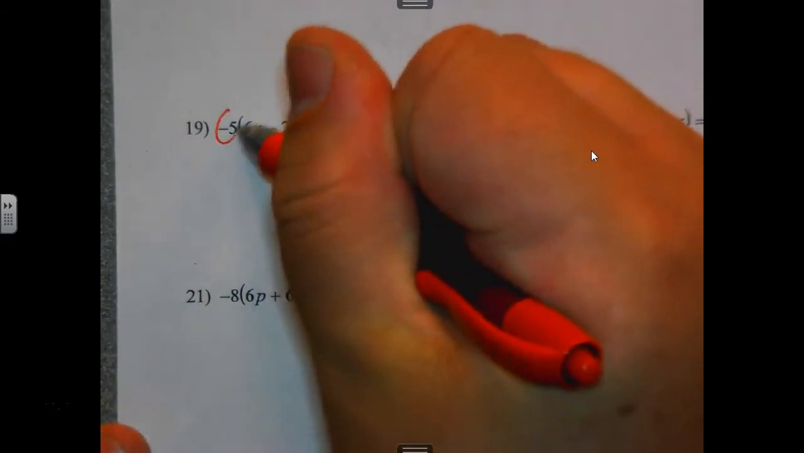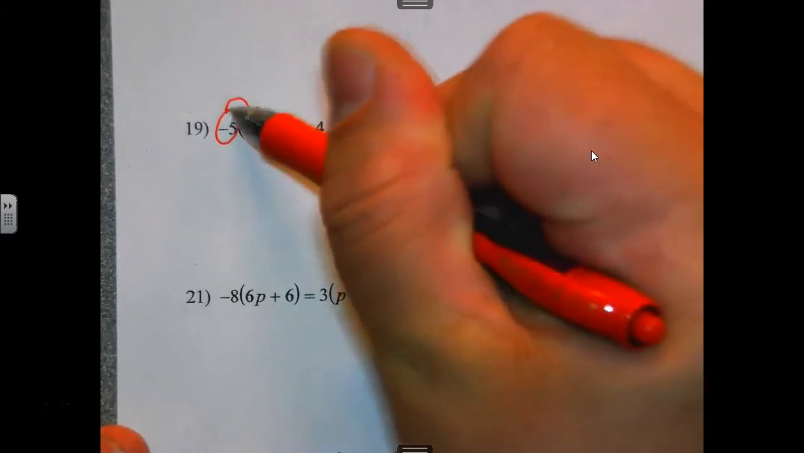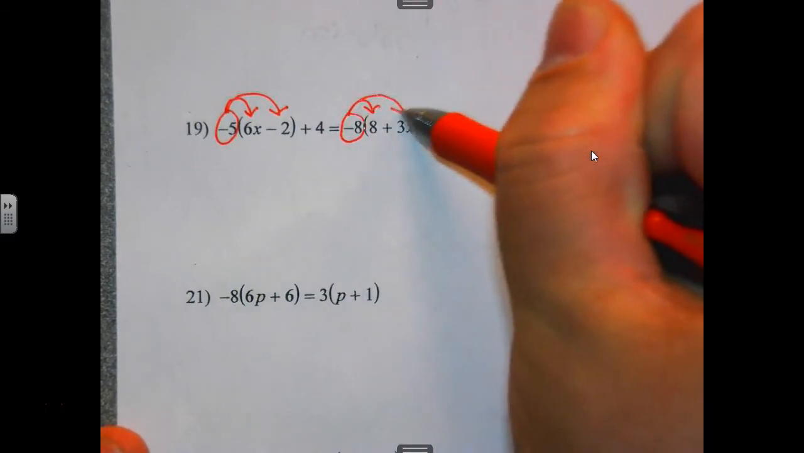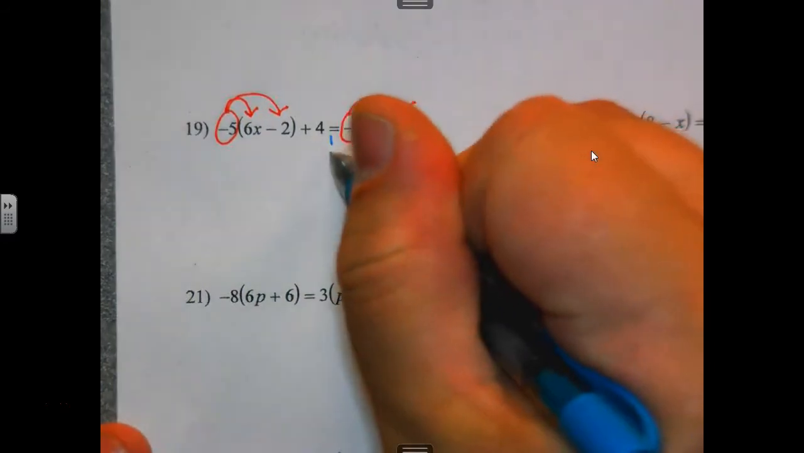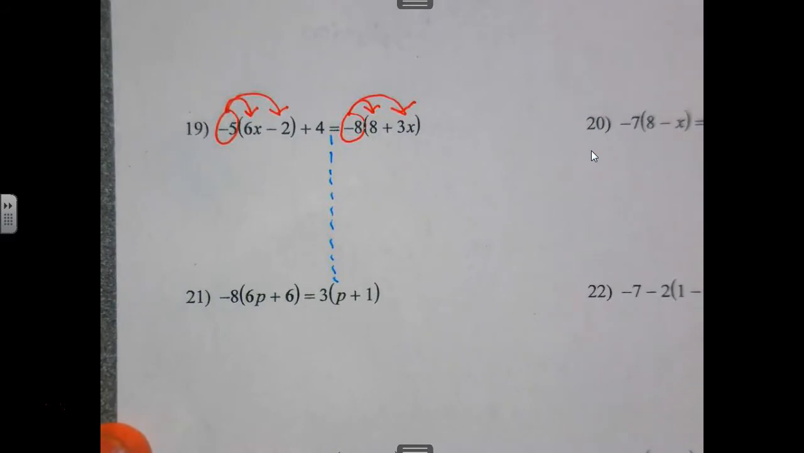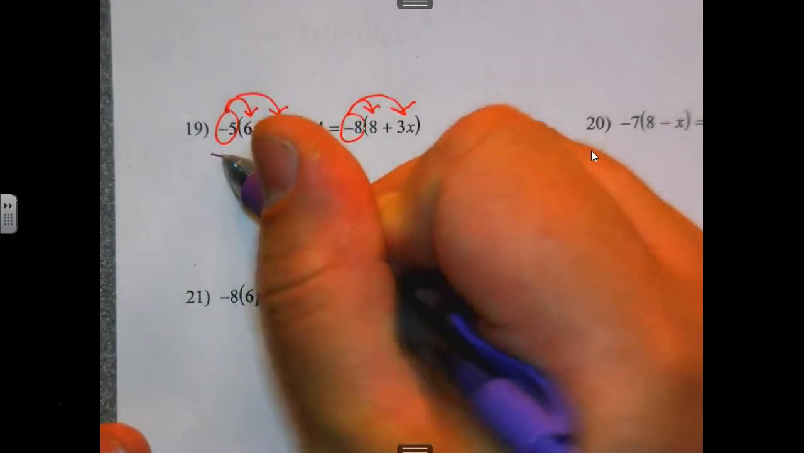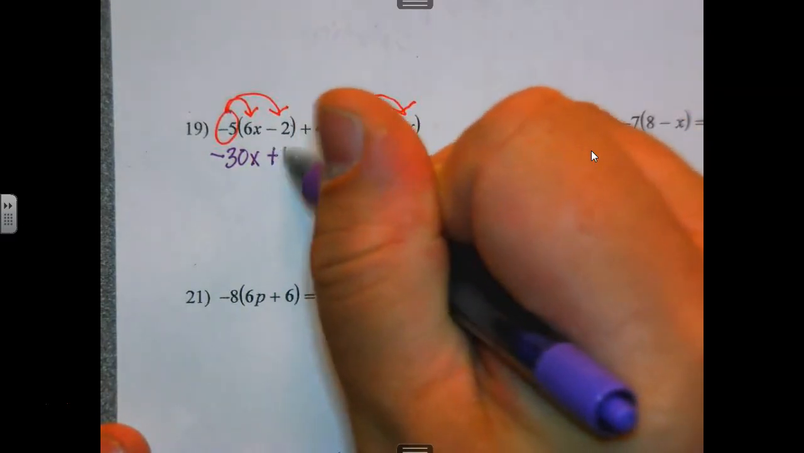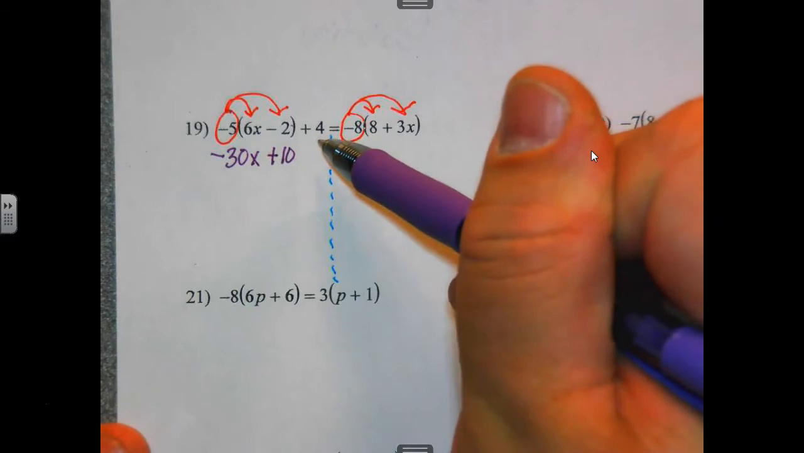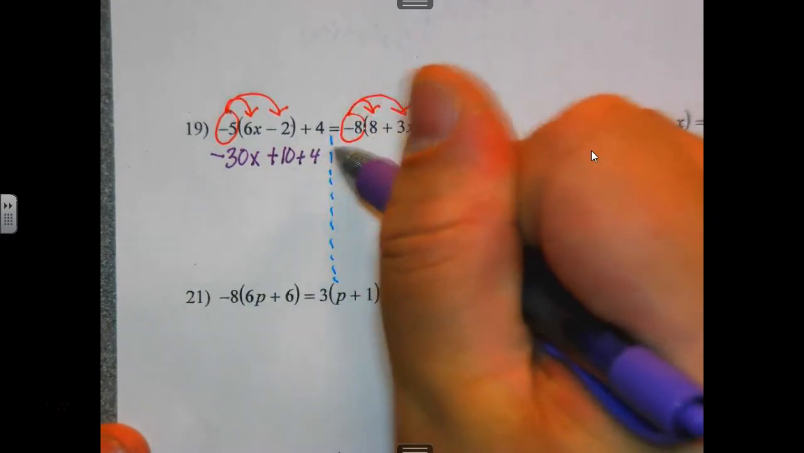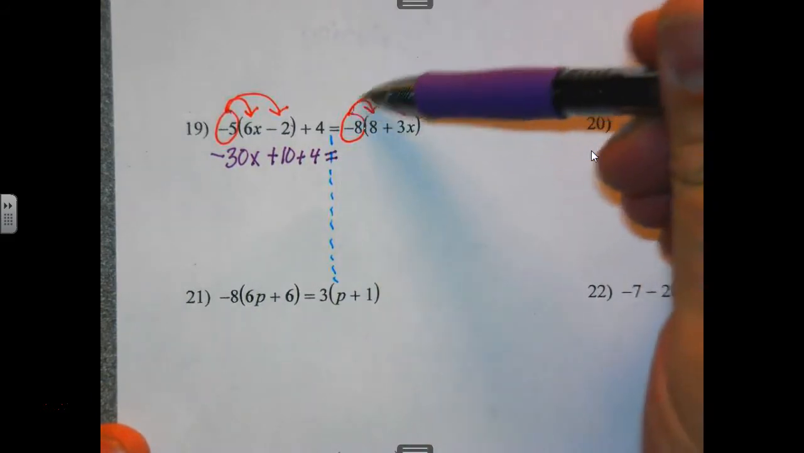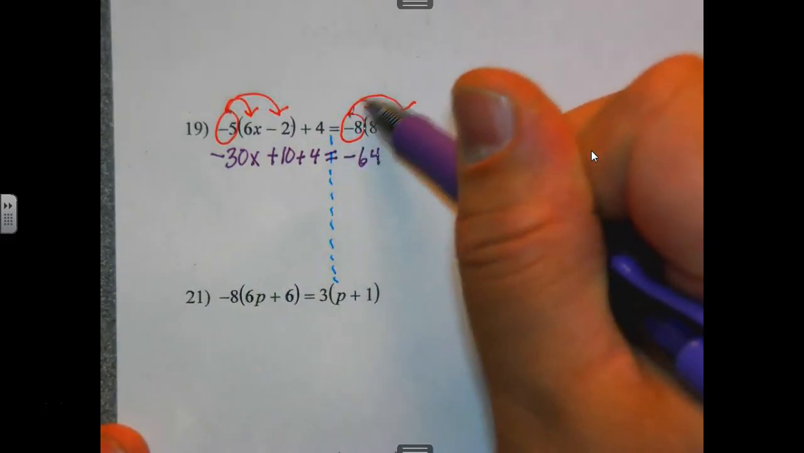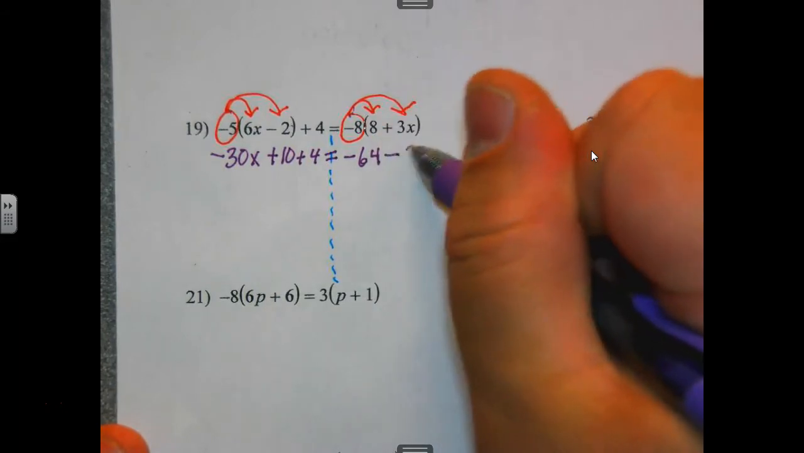Okay, I have a negative 5 in front of parentheses. I need to distribute over the parentheses. And on this side, I have a negative 8. I need to distribute over the parentheses. Okay, negative 5 times 6x, negative 30x. Negative 5 times minus 2, plus 10. The 4 is outside the parentheses, just bring it down. Negative 8 times a positive 8, negative 64. Negative 8 times a positive 3x, a negative 24x.